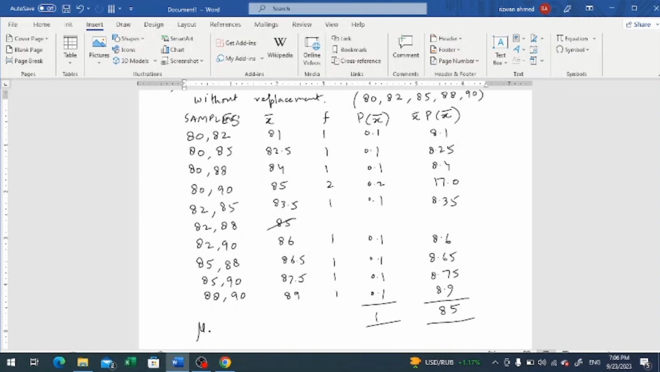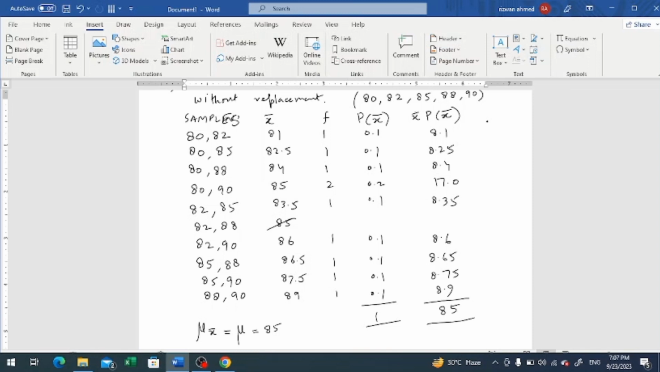If we refer to this value of x bar that we call the mean of the sample means, or we denote it with mu of x bar, we can see that it is exactly equal to the population mean that we have computed in part A of the question. So both are equal.